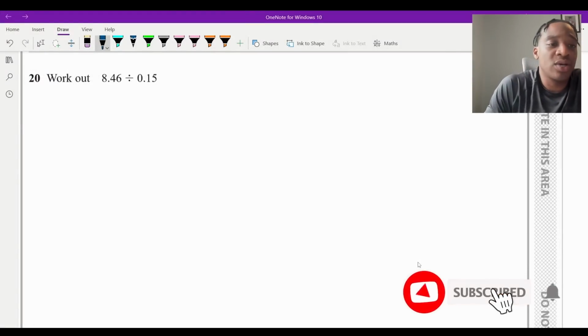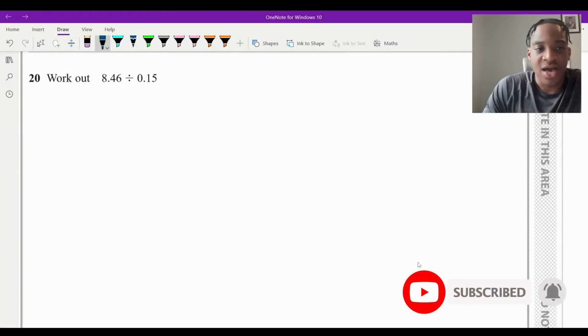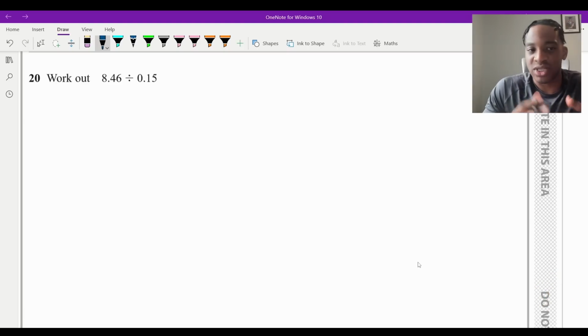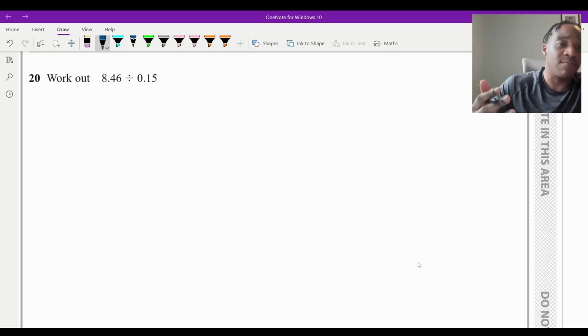Okay, so question 20 says we need to work out 8.46 divided by 0.15. And it may look a bit daunting because you've got decimals here and you don't have a calculator. But what you can do, just to help yourselves out, is maybe just rewrite each of the numbers in terms of integers. And we know that we can do this because, remember, fractions are equivalent. So if I multiply by a certain number, maybe 10 or 100 or 1000 to get rid of the decimals, that will work itself out.